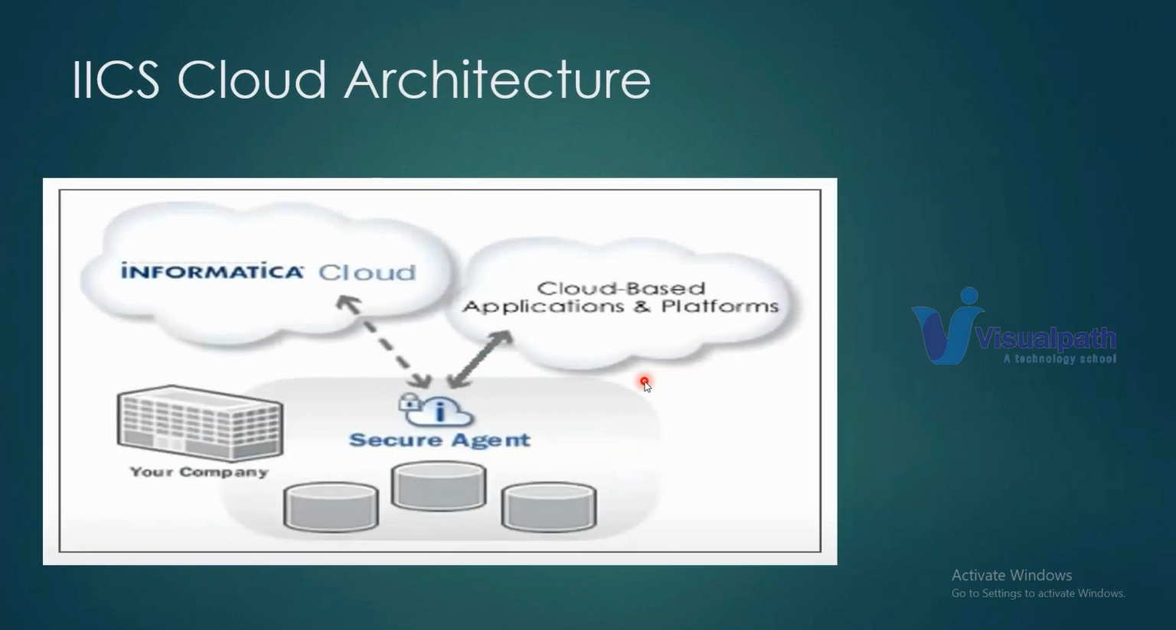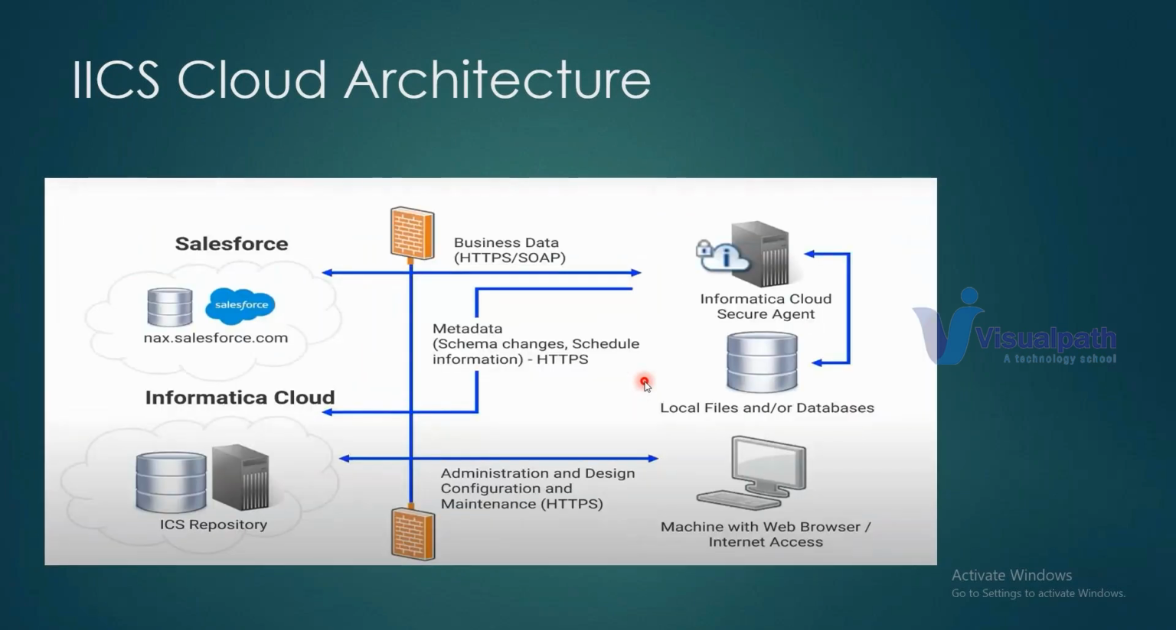So this is an extended version. You have a company, you have a secure agent, and cloud-based applications and platforms. To explain further, let's say you have your local files or databases. Now, how do you talk to your database? How do you ensure that you establish a connection? You have connectors where you configure connectors for your local files or for your database connectivity through the Informatica Cloud Secure Agent. You access it from your browser, and you have this metadata, schema changes, or schedule information. Everything gets transmitted through the HTTPS protocol.